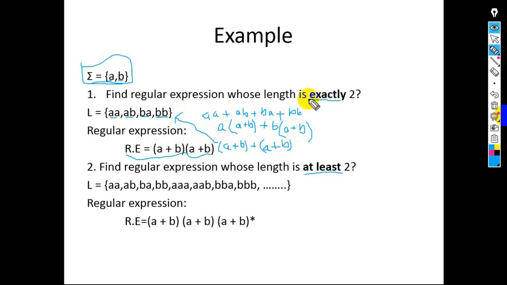But you should keep in mind this thing: exactly 2. The length will be exactly 2. And here we have the regular expression. Next.